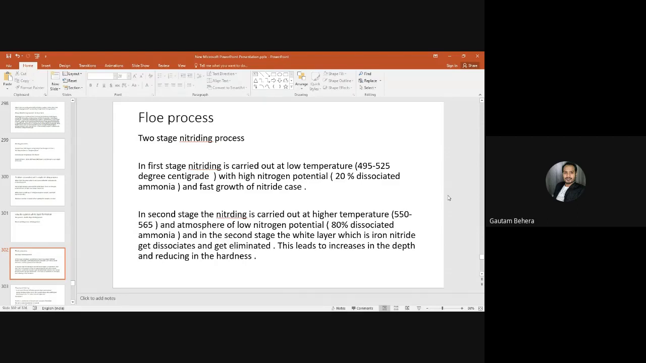So the conclusion is, in the flow process, we are doing nitriding in two stages. The first stage we are maintaining low temperature, but we are maintaining high nitrogen potential. Fine. So that iron nitride will form, and we can get a strong nitride forming case, right? But in the second stage, we are doing nitriding at high temperature so that this iron nitride will decompose or get eliminated by maintaining a low nitrogen potential here. Fine.